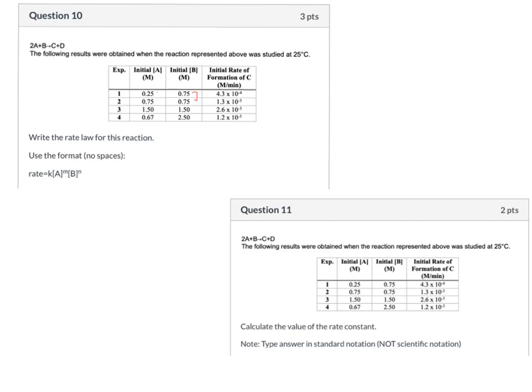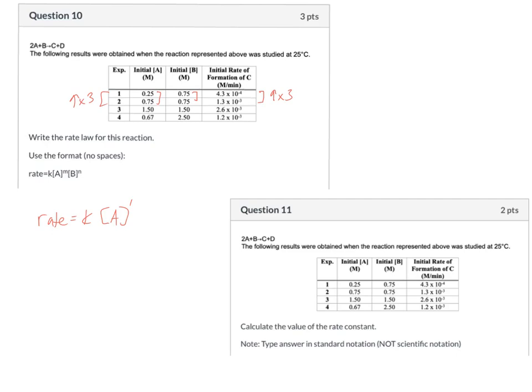A goes from 0.25 to 0.75. Here, that is an increase by a factor of 3. So we see what happens to the rate. The rate goes from 4.3 times 10 to the -4th to 1.3 times 10 to the -3rd. That is also an increase by a factor of 3. So that means in your rate, A is going to be first order.